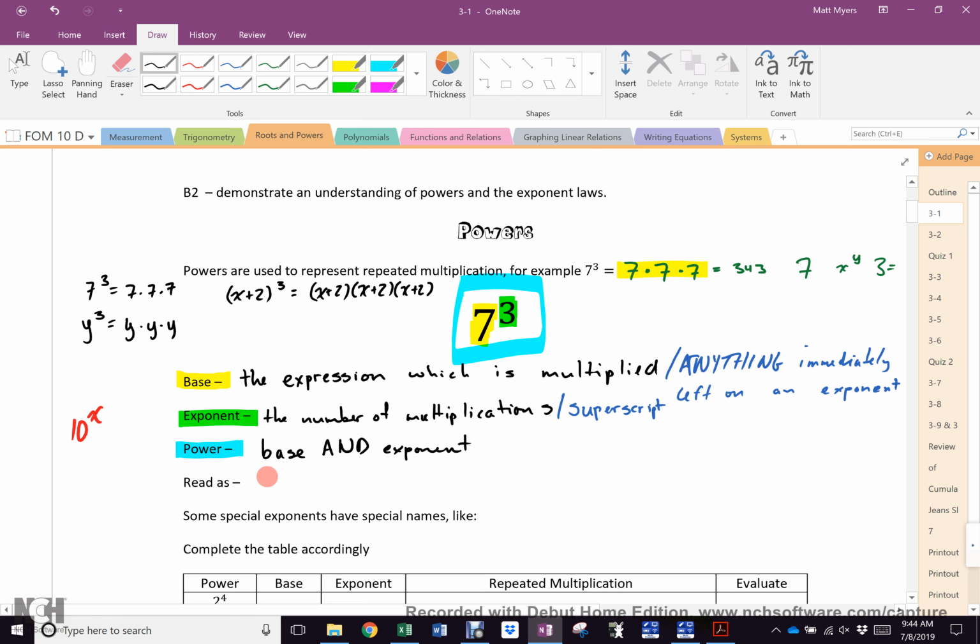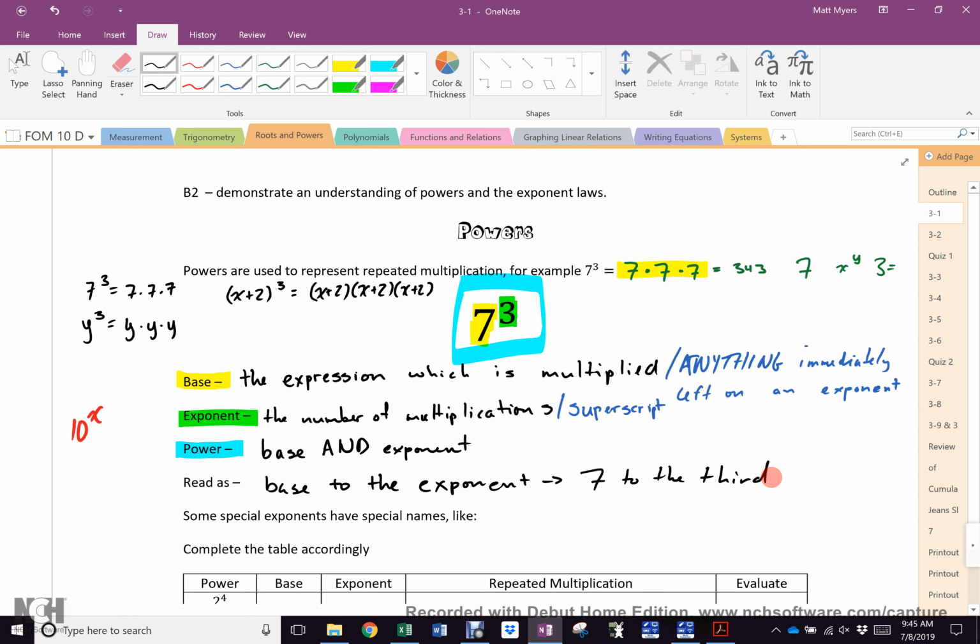And we read it as base to the exponent. So this is 7, the base, to the third. If it's a 4, it's 7 to the 4th.